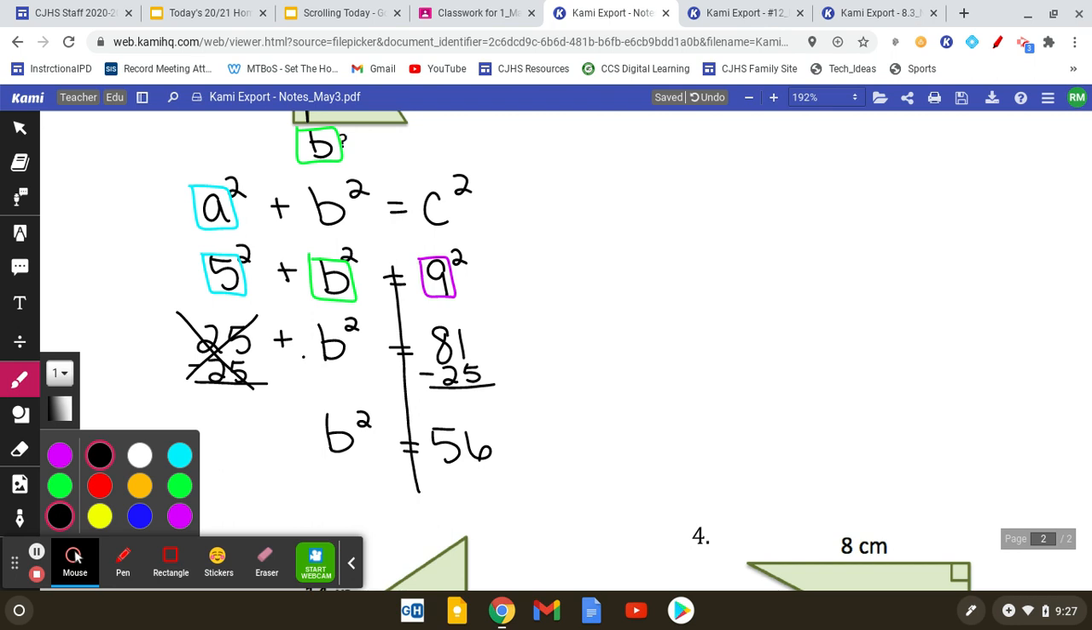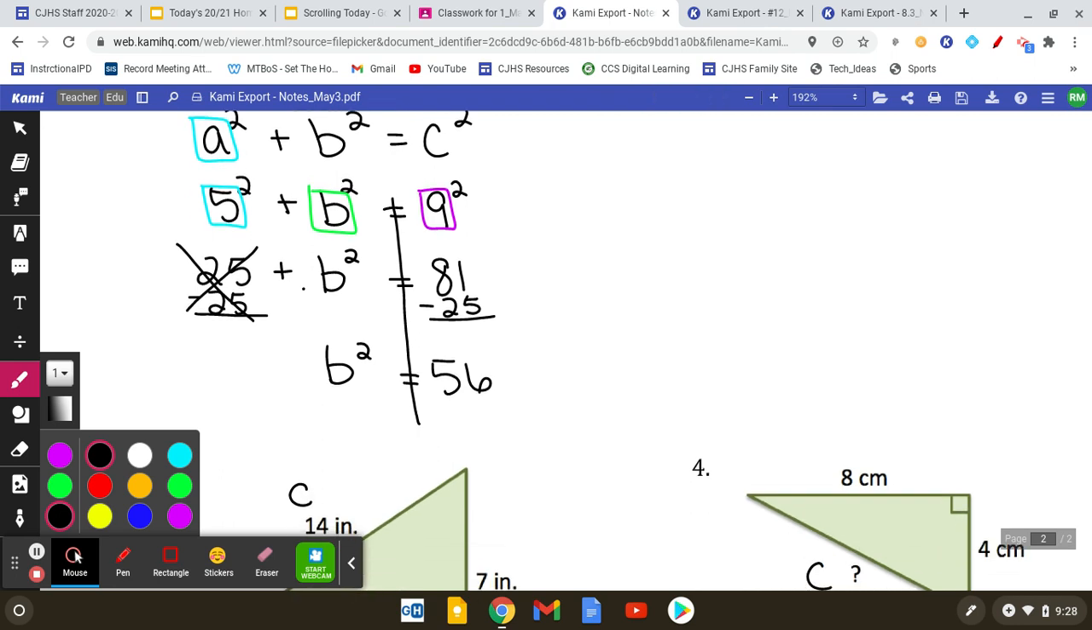Now, notice it says B squared equals 56. I want to know what B equals. So, what is the opposite of squaring something? Square root. So the opposite of squaring something is to take the square root. So we'll need to take the square root of both sides. The square root will cancel out the squared, so you'll be left with B equals square root of 56.